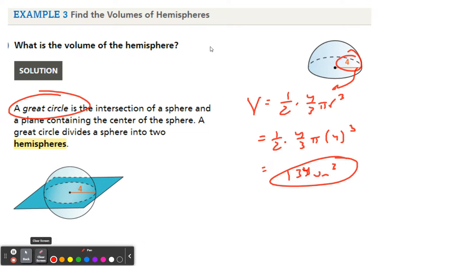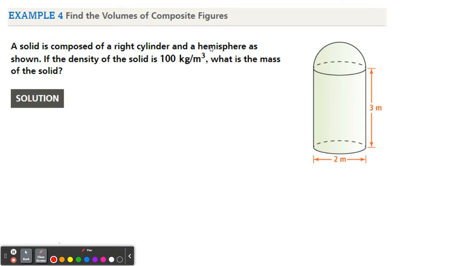Okay, and last but not least, right, is our composite figures. So now as we have more 3D figures, spheres and hemispheres, we have more composite figures to talk about. So it says a solid is composed of a right cylinder and a hemisphere. So we have a right cylinder and a hemisphere. If the density of the solid is 100 kilograms per meter cubed, what is the mass of the solid?